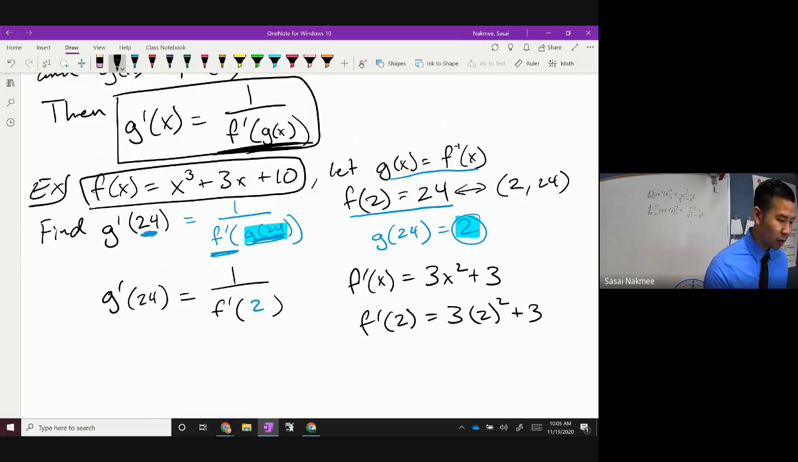Where is that 2 coming from? That 2 is coming from the g of 24. How did I know the g of 24 is equal to 2? I know that f of 2 is equal to 24, so they are inverses. They go back and forth with each other.